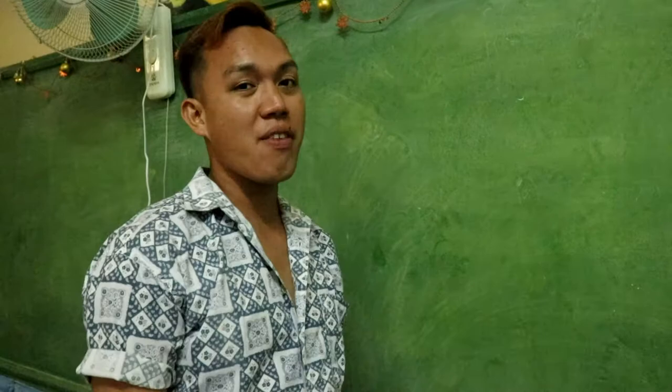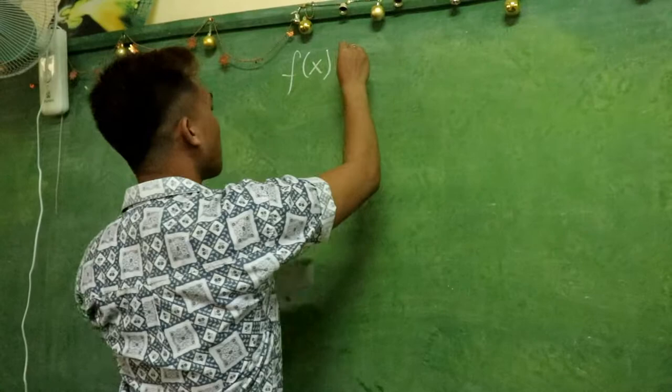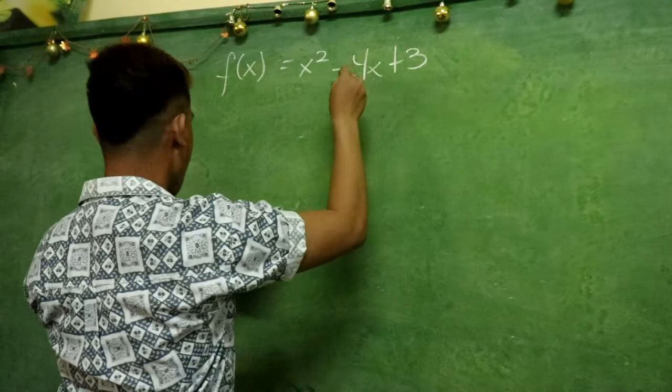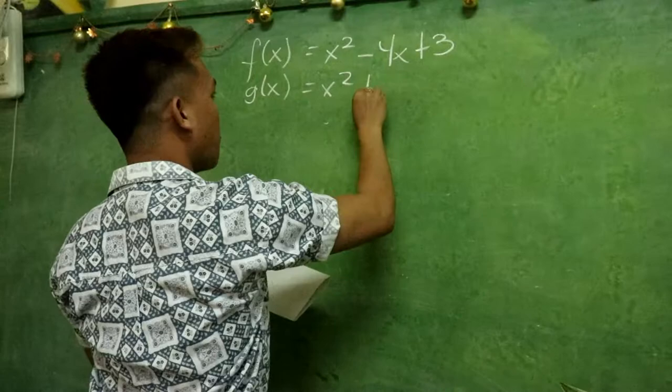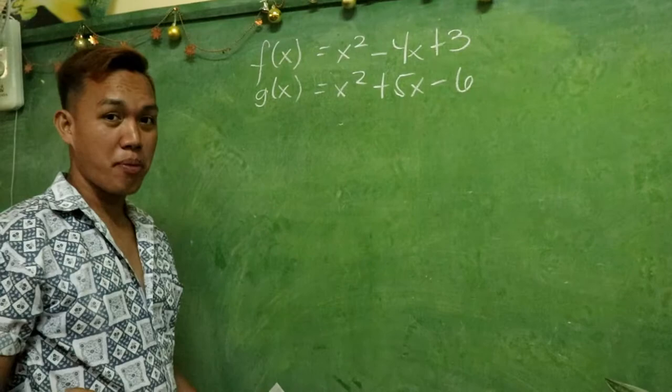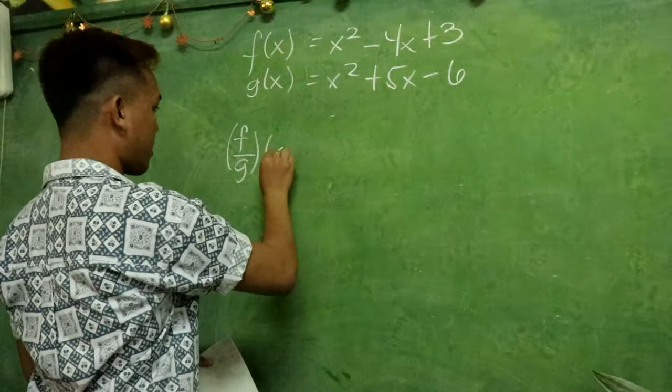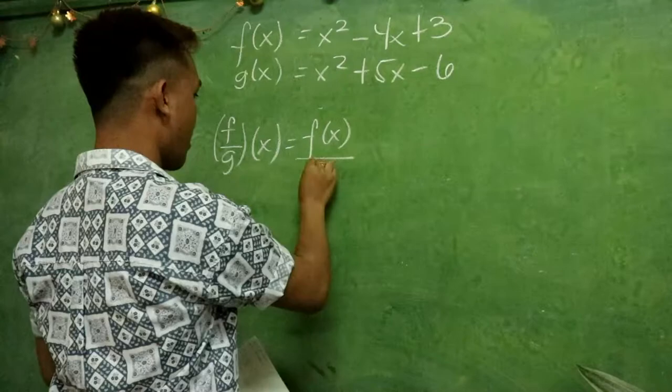Good morning everyone, and now I'm going to teach you how to divide functions. Now we have here the given expressions: f of x is equal to x squared minus 4x plus 3, and g of x is x squared plus 5x minus 6. And now the problem is f over g of x, which means f of x over g of x.